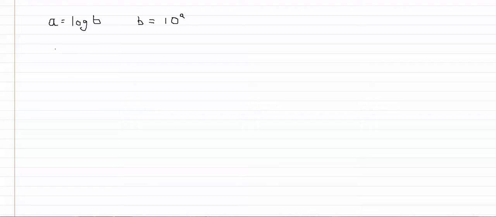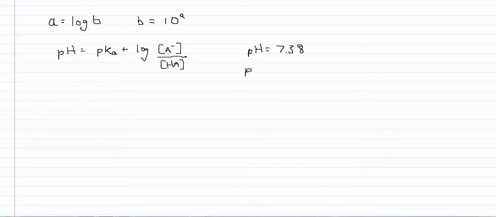And one of the places we come across logs most often in the book is when we're considering the Henderson-Hasselbalch equation that says that pH equals pKa plus log of A minus, the base, over the concentration of HA, the acid. Just imagine we know that the pH of our solution is 7.38. This is an example we mentioned in the book, and that pKa equals 7.08.